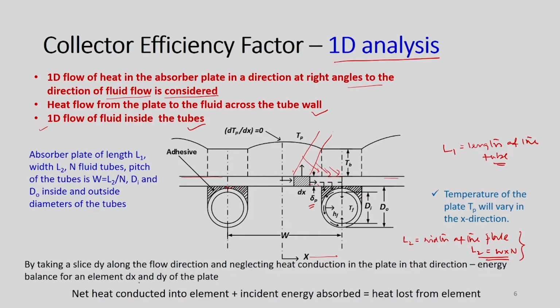Neglecting heat conduction in the plate in the flow direction, the energy balance for an element dx dy of the plate, we can write, is the net heat conducted into the element. So, the heat conducted from this plate to this fluid, and the incident solar energy absorbed here, which is nothing but the heat loss from the element. Okay. And here as you can see, this is the temperature profile we have discussed before. Okay. So, in between the tubes there will be variation of temperature, but in the tube the temperature is not varying, it is constant because heat is carried by the fluid. Okay. Again this will go something like this, again one more tube will come.